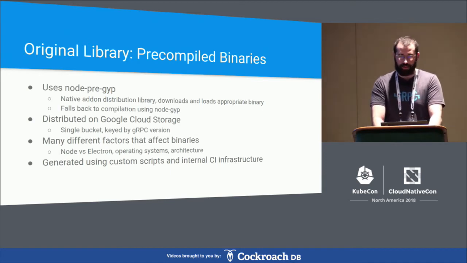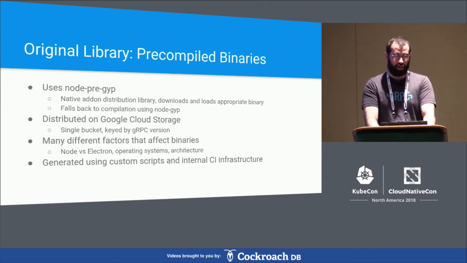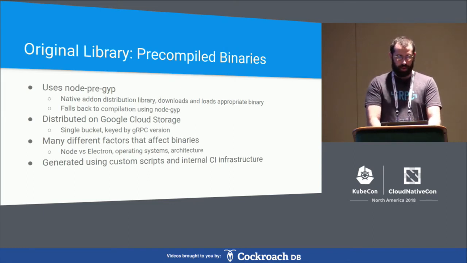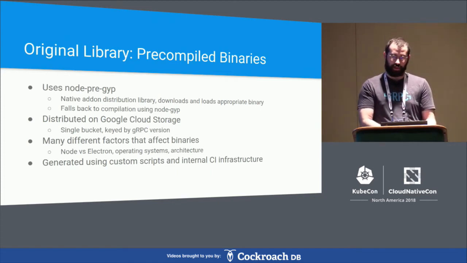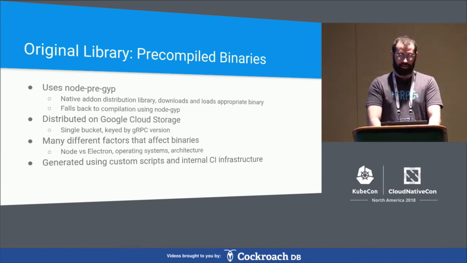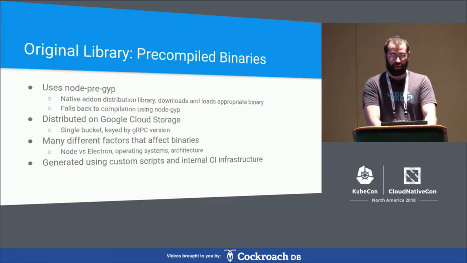We distribute these binaries using Google Cloud Storage, all in a single bucket. And there's a lot of different factors that affect the binaries that we have to compile different binaries for. Node versus Electron, different versions of each. Different operating systems need different binaries, different architectures. And then we have a set of custom scripts and some internal CI jobs that generate this for every version of gRPC that we publish.